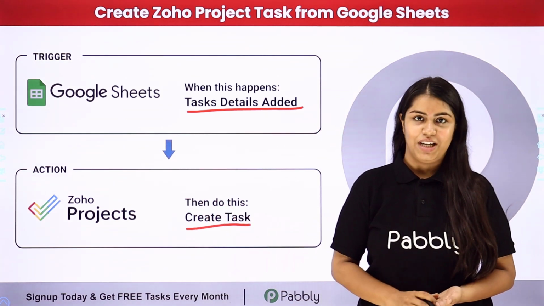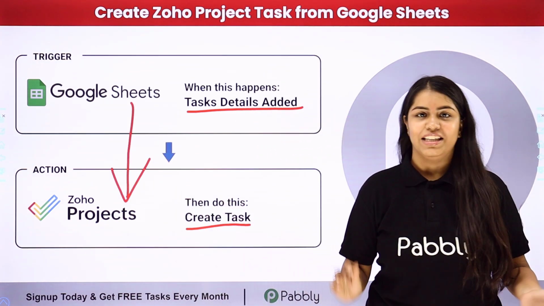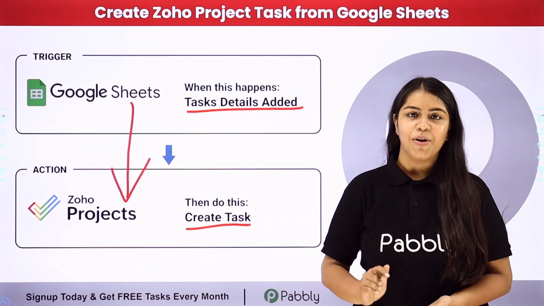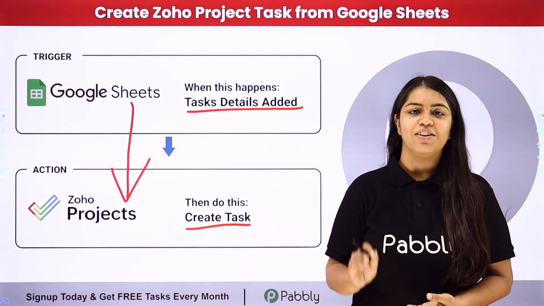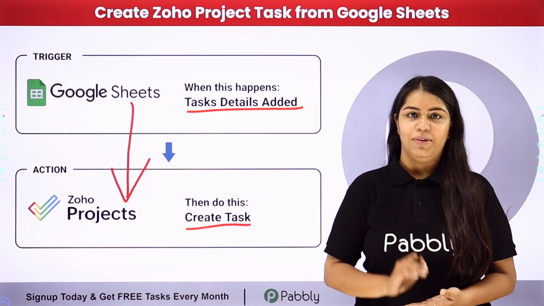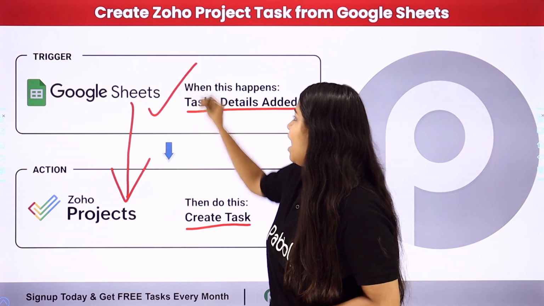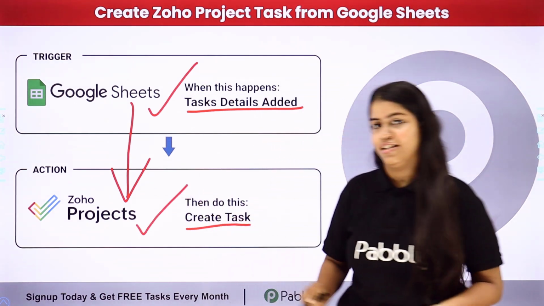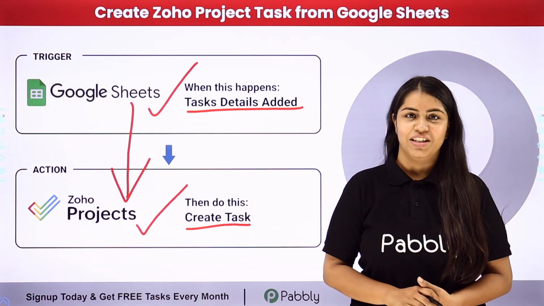For this, we are going to create a connection between Google Sheets and Zoho Projects. To create this connection without knowing any programming or coding language, we are going to use Pabbly Connect. It is an amazing automation software. So in Pabbly, we have the concept of trigger and action. For trigger, we are going to use Google Sheets, and for action, we are using Zoho Projects. So if you also wish to learn this process step by step, follow me through the screen.